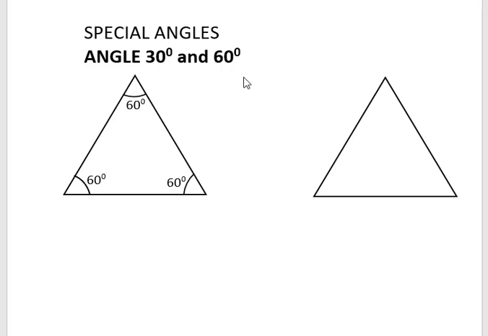Special angles. So talking about angles 30 degrees and angles 60 degrees. Okay, you can check out the lesson on angle 45 degrees. The link is just below. Okay, to do this we talk about an equilateral triangle, and you know all the angles are the same.